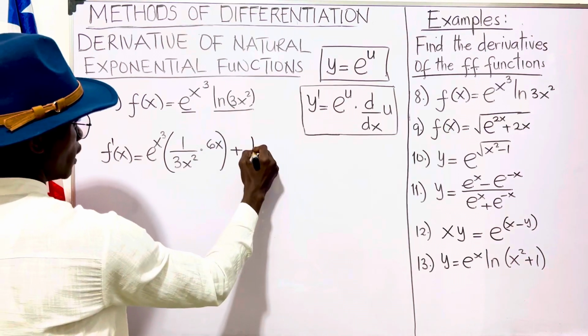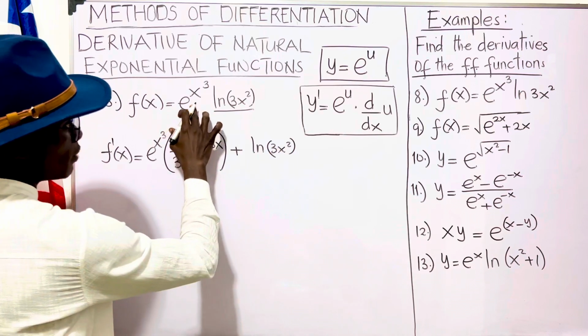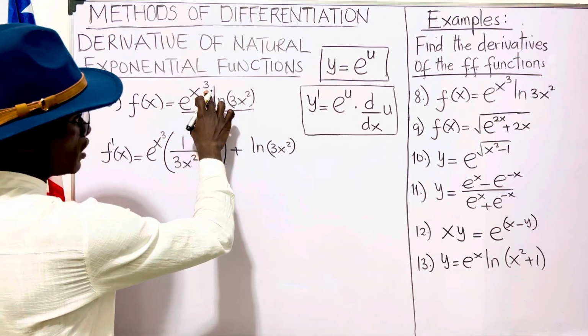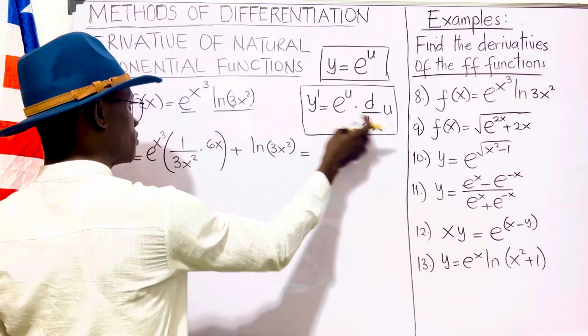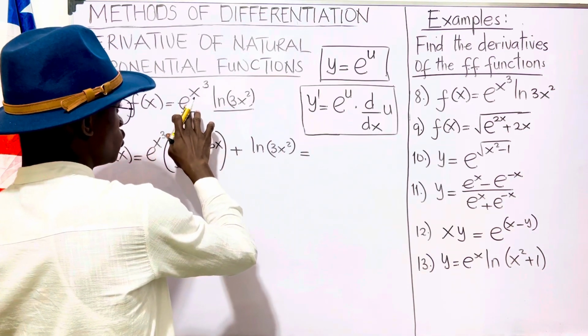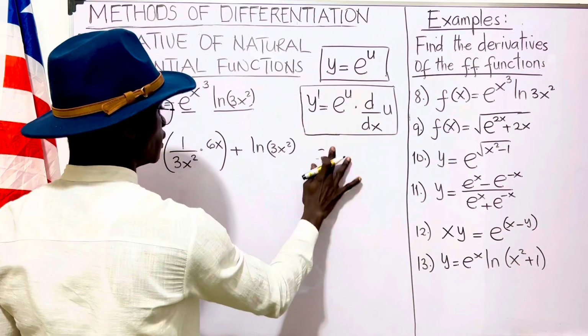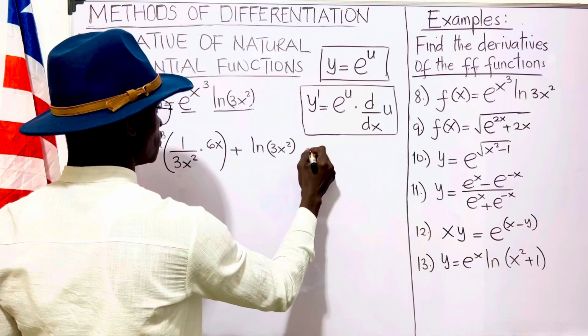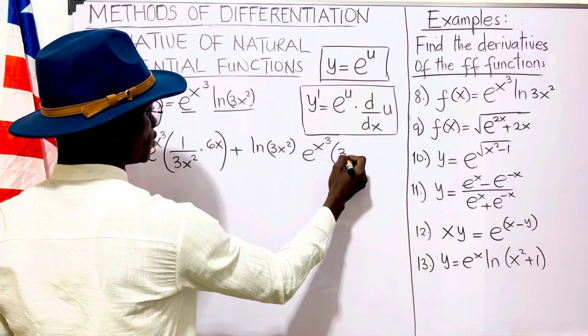So we hold ln of 3x squared and differentiate e raised to the power x cubed. The derivative of e raised to the power u is just equal to e raised to the power u times the derivative of u. So u here is x cubed. We first rewrite e raised to the power x cubed, and then we differentiate the power. So it's 3x squared.